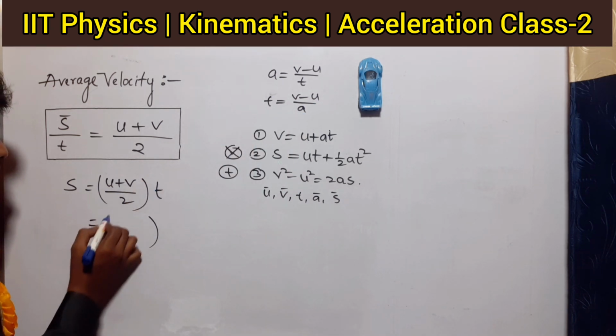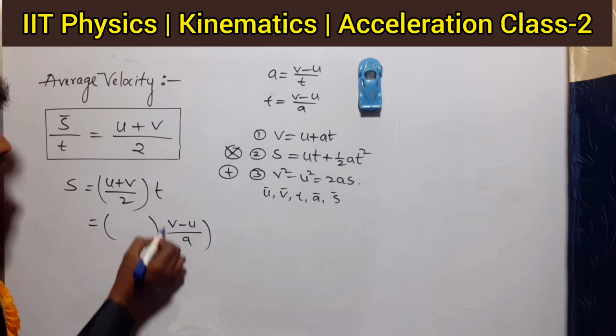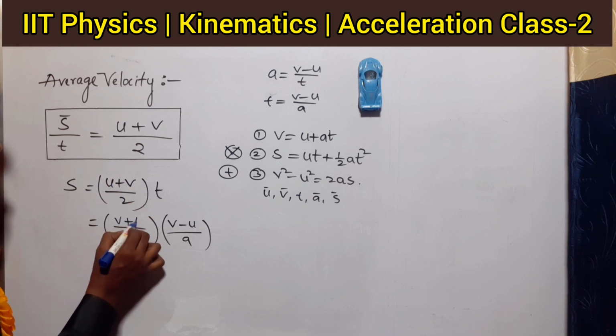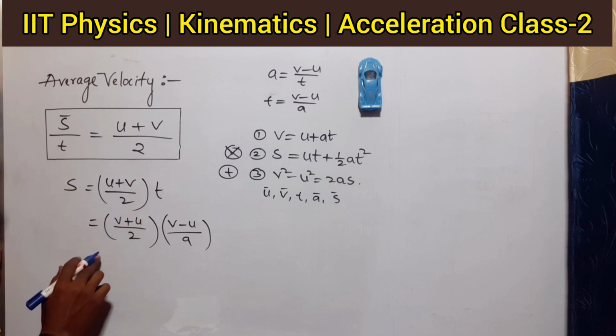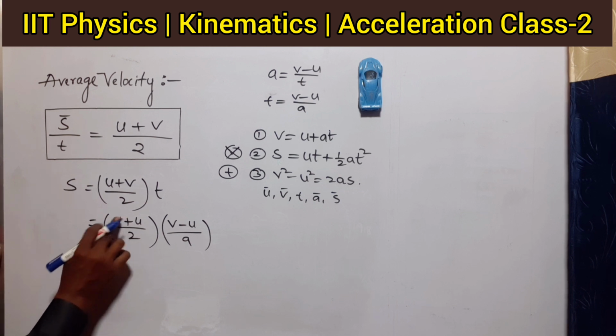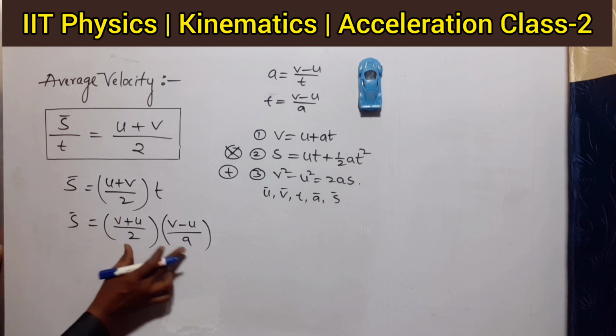Here substitute, then what you will get, t value is (v minus u) by a, and here u plus v is there. Can I write v plus u? u plus v and v plus u are both the same. As per the commutative law in mathematics, a plus b is equal to b plus a, so we can exchange the places. Displacement is equal to, this is the formula.